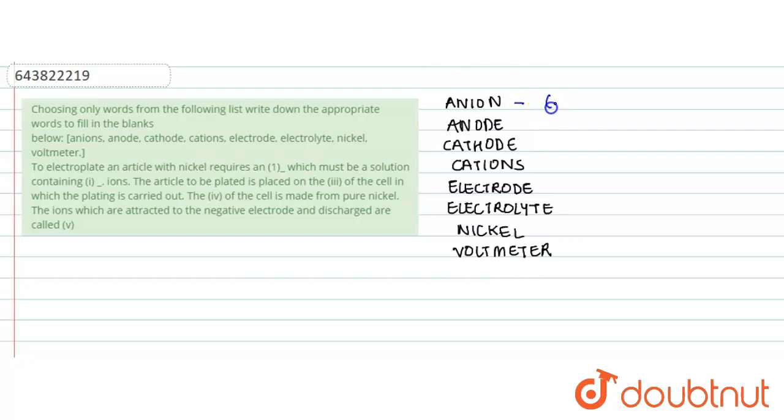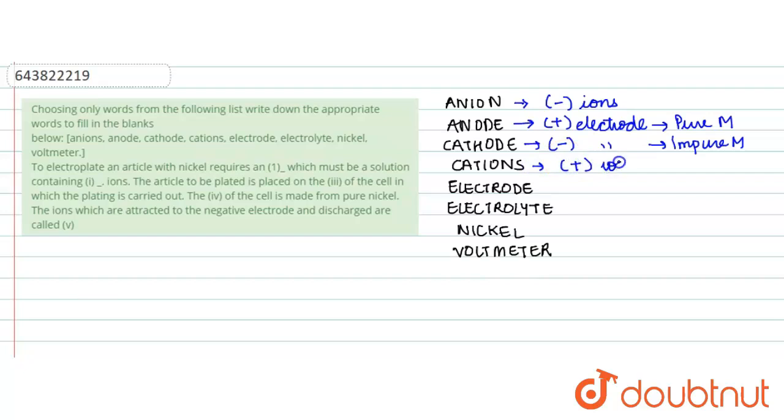An anion is generally a negatively charged ion, whereas cathode is the negatively charged electrode made of impure metal. Anode is the positively charged electrode, made up of the pure metal. Cations are the positively charged ions. Electrode is the rod that is dipped in metal solution. So there are two types of electrode, that is anode and cathode.